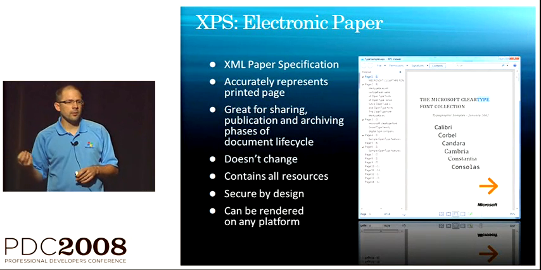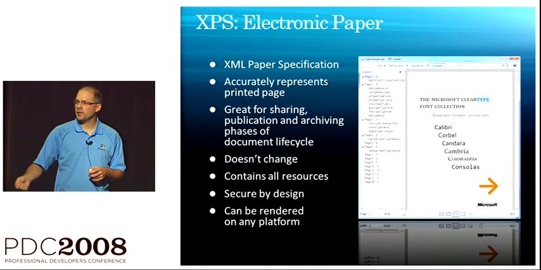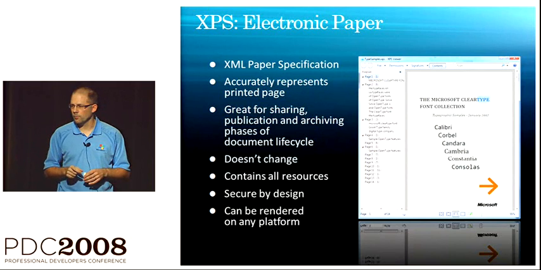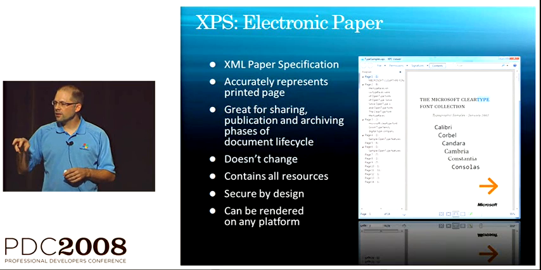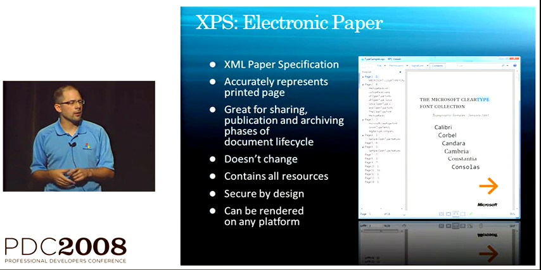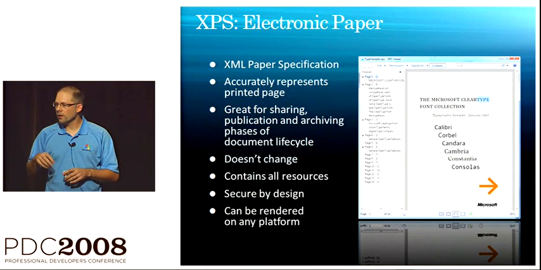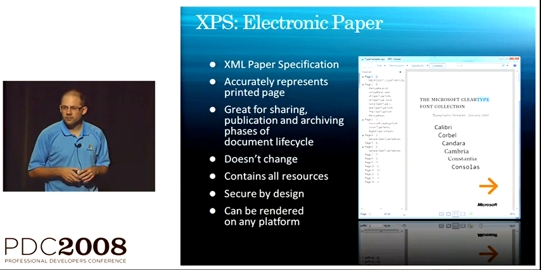The design intent for XPS is for it very accurately to represent the printed page. So if you can represent something on paper, if you can scan it in, or if you can print it out, then we designed XPS to do that and just that. And the just that is quite important. As I mentioned previously, we're targeting this at that second half of the document lifecycle where you're sharing, archiving, and publishing content. And for it to be successful in that space, it needs to have a number of characteristics.